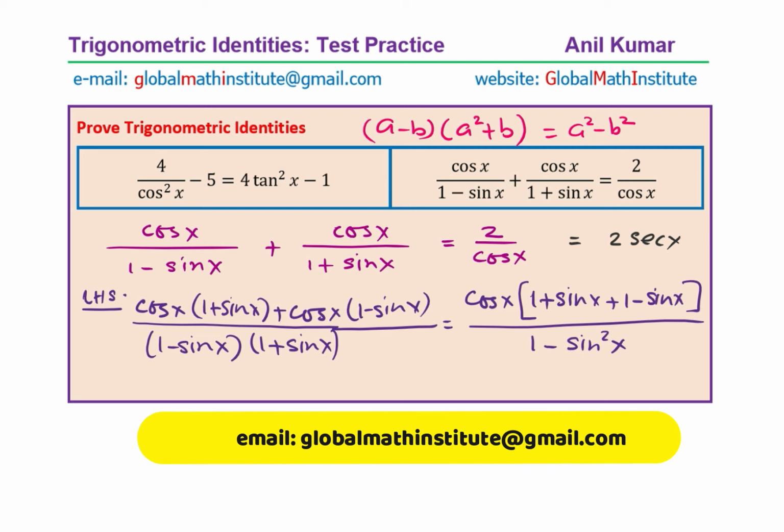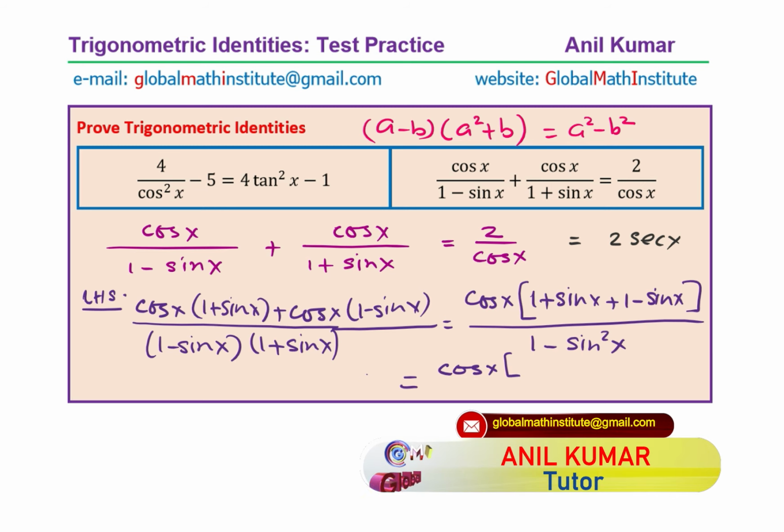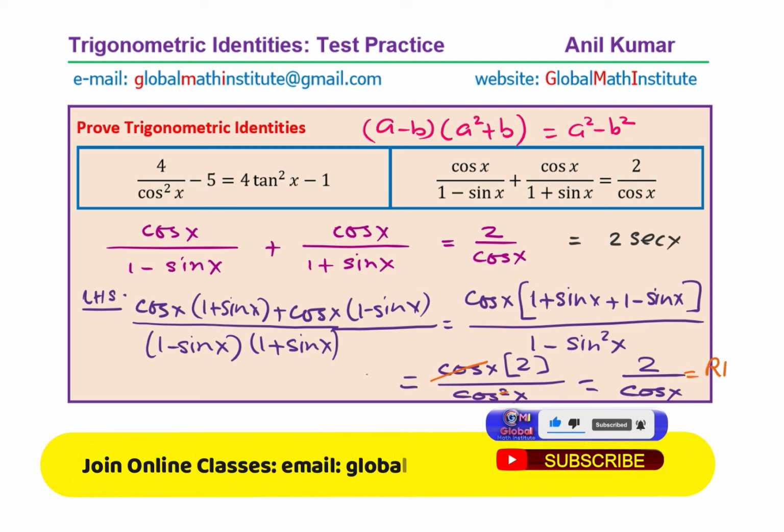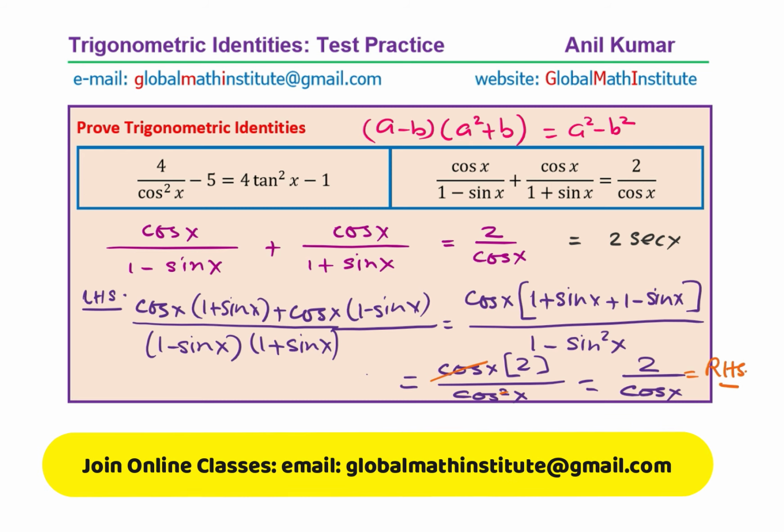1 minus sine square x is cos square x, right? So let me rewrite this as cos x, and within the bracket, sin x and minus sin x cancel. I get just the number 2, right? And the denominator is cos square x. You can clearly see one cos x cancels, so we get 2 over cos x as a result. Correct? Once you cancel one of them, we get 2 over cos x, which indeed is our right hand side, right? So that is how you prove the identity. I hope that makes sense.